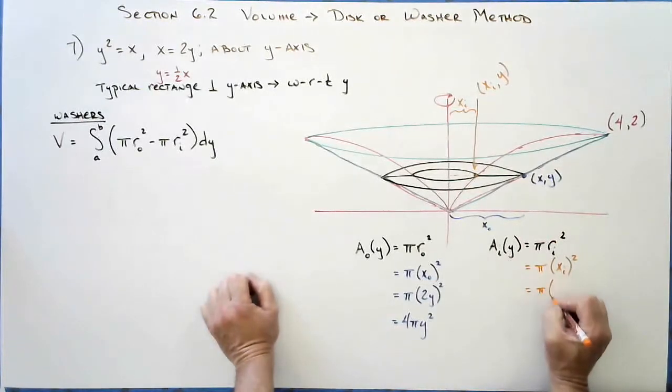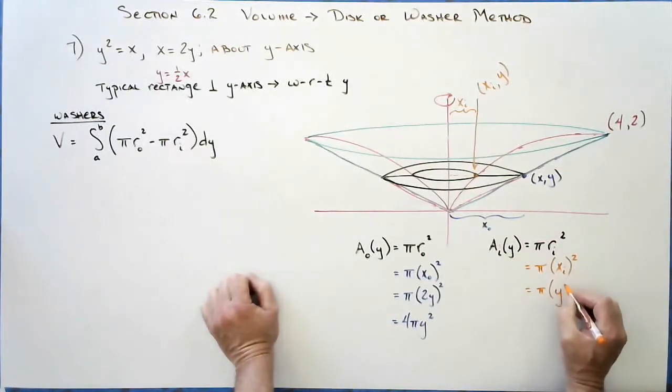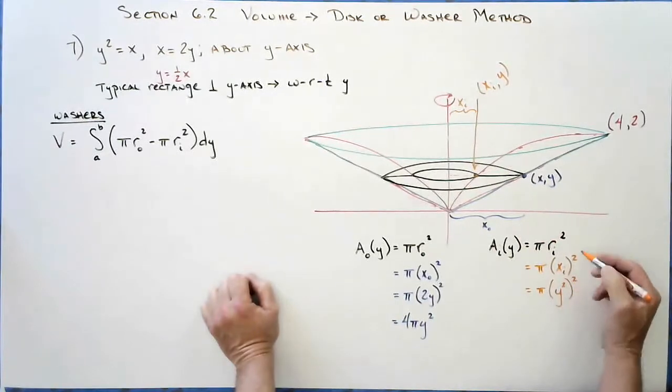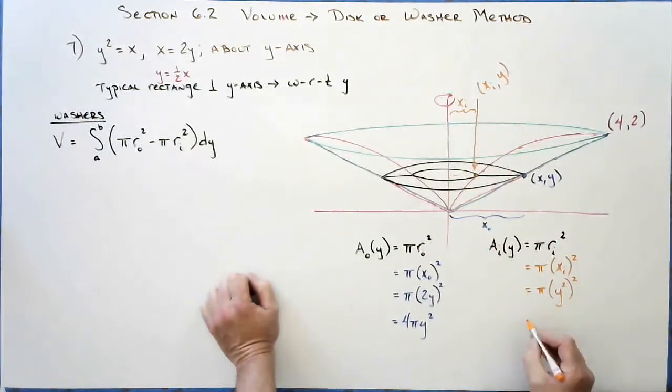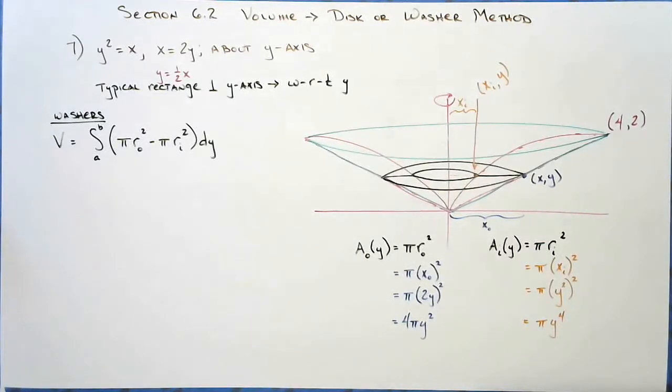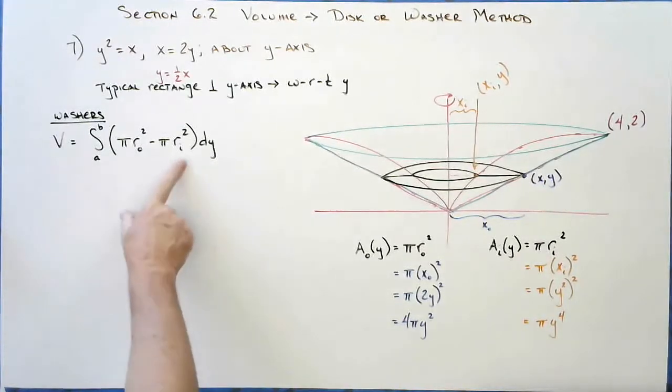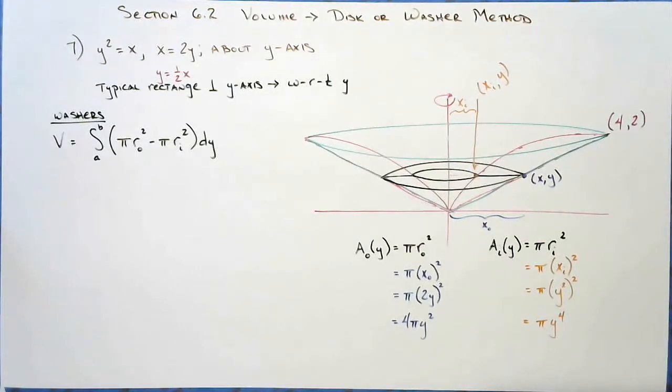So this is going to be pi. I'll substitute in that value, which is y squared. Now, don't forget, that's my radius. Y squared is my radius, but we're squaring our radius, so we're going to get pi times y to the 4th. Okay, now we've got our formulas for our inner and outer areas, and that's what we want to use to find our volume. So we're going to substitute those in.